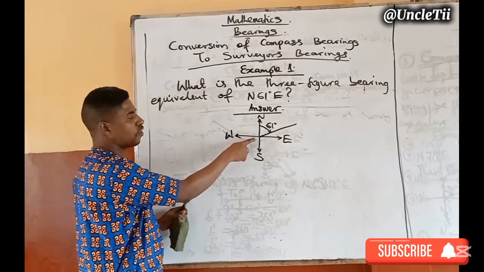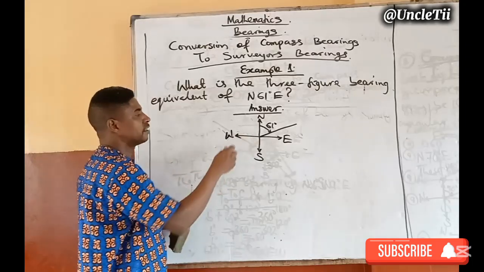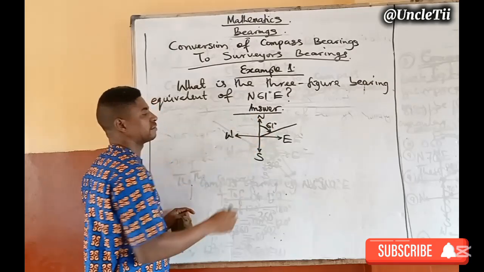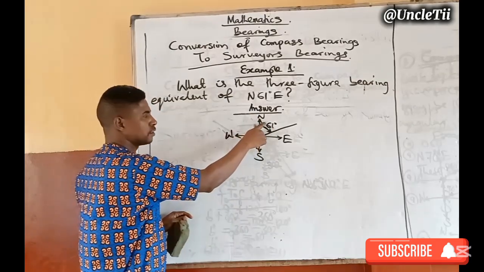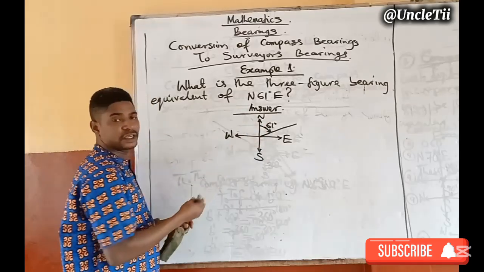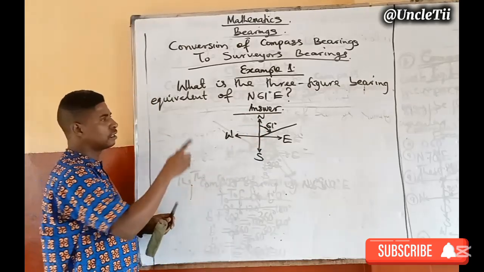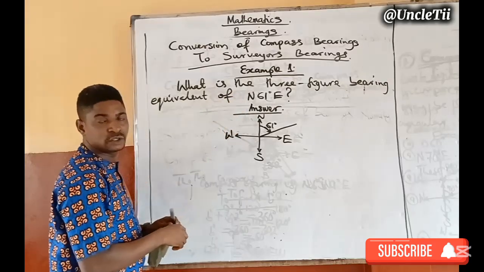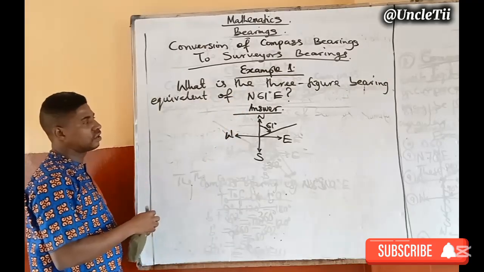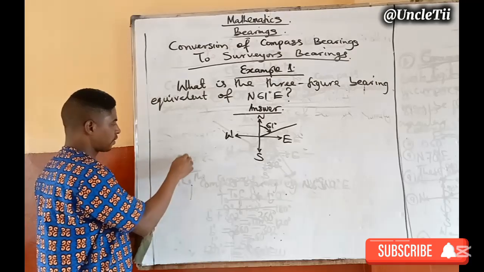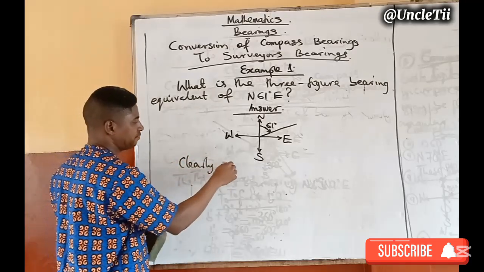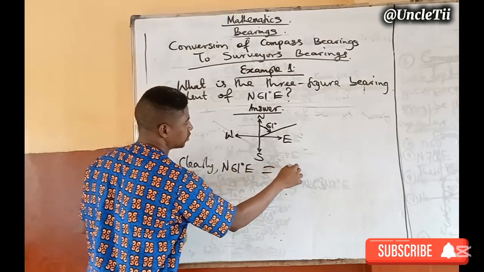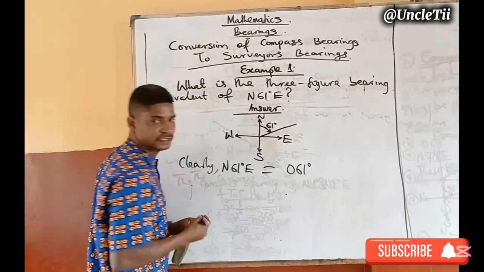Interestingly, if we were to convert this to a 3-digit bearing, we are also going to move from the north clockwise till we get to the straight line. So, just by the insertion of 0 in front of 61 degrees, we would have gotten the 3-digit bearing that is equivalent to 61 degrees east of north. Clearly, 61 degrees east of north is equal to 061 degrees.